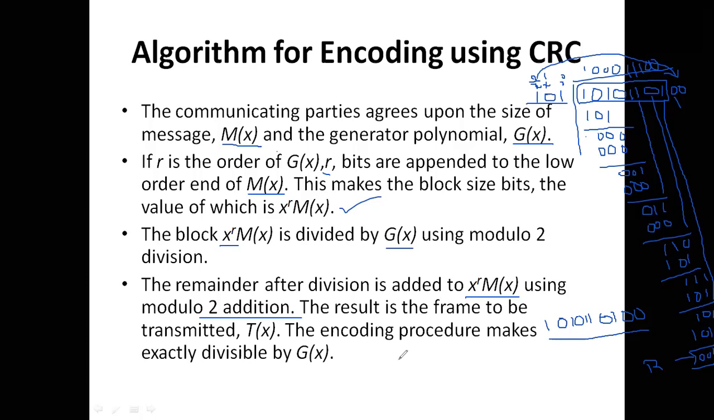We have to exactly divide by g of x, that is the polynomial here. This is the g of x and this is m of x. These two bits, the order bits, are considered as r. So this is the process of encoding, right? Then coming to the decoding process.